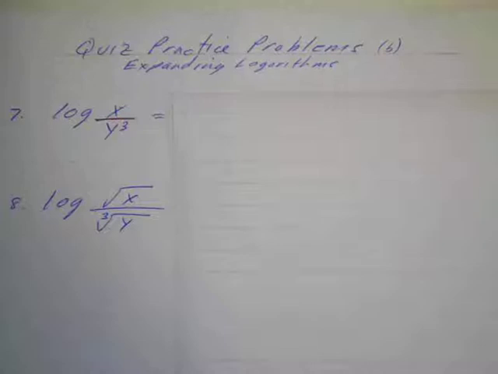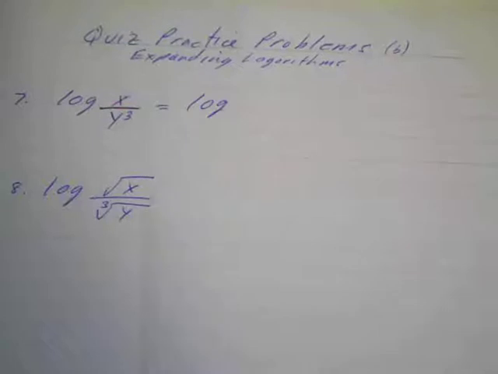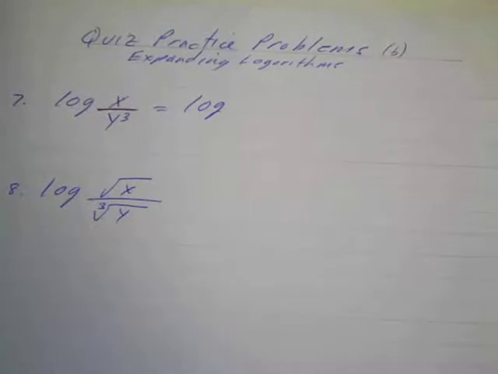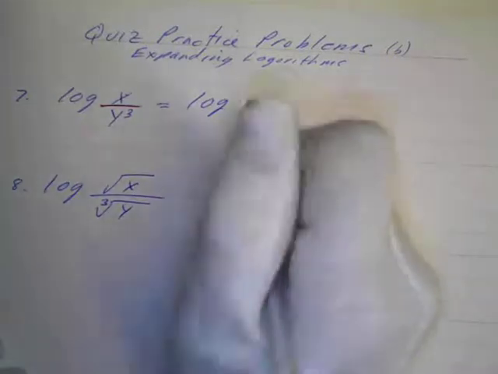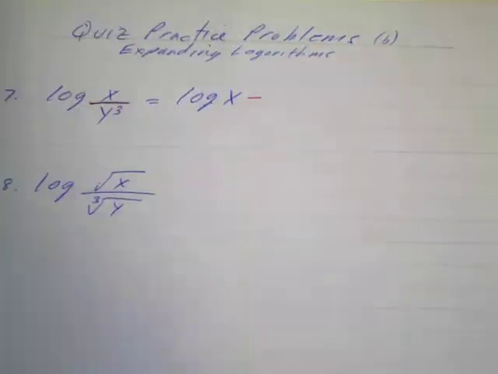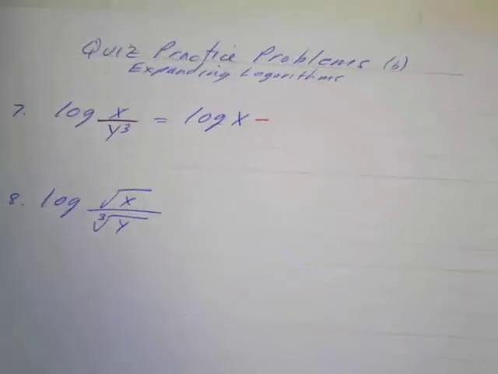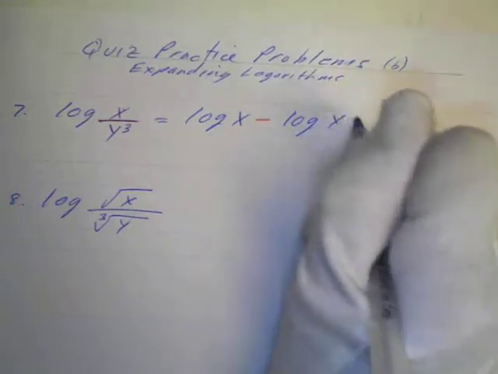Okay, hopefully you paused the video, did the problems, and let's see what we got here. We have the log here, and we can see we have a quotient, so we know the log of the quotient is the difference of the logs: the log of the top, x, minus the log of the bottom, the log of y to the third.